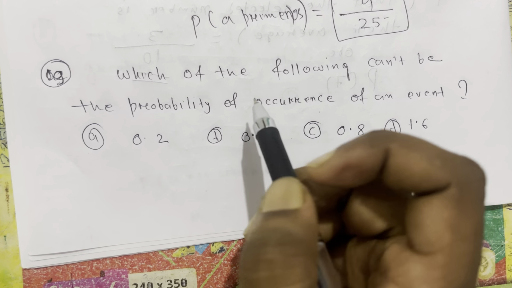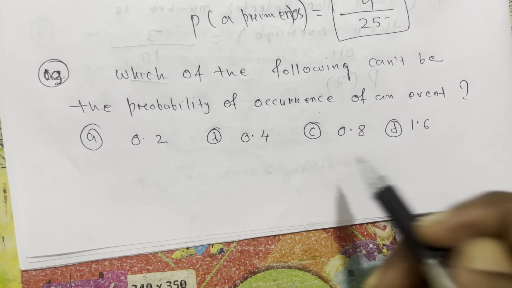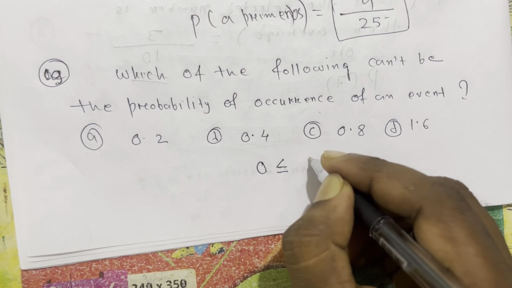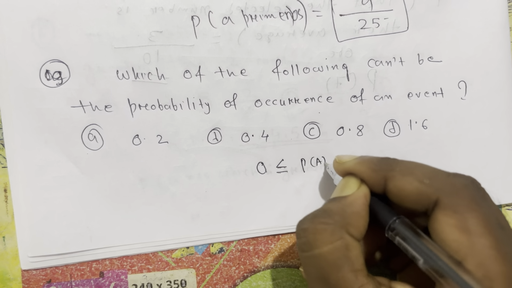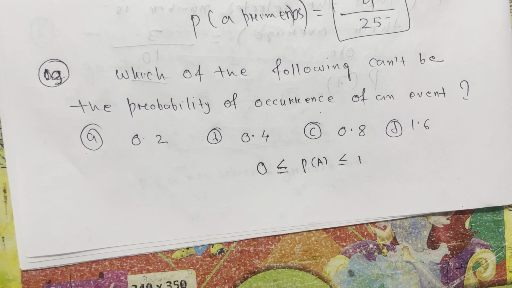So question number 9. Which of the following cannot be the probability of occurrence of an event? As you know, this is very easy. The value of probability always lies between 0 and 1. The minimum value of probability is 0 and the maximum value is 1. Sometimes you'll get 0 and sometimes you'll get 1.